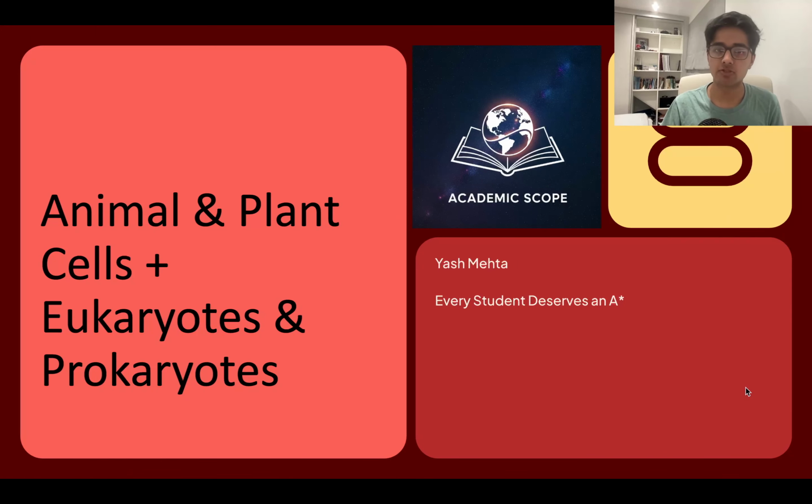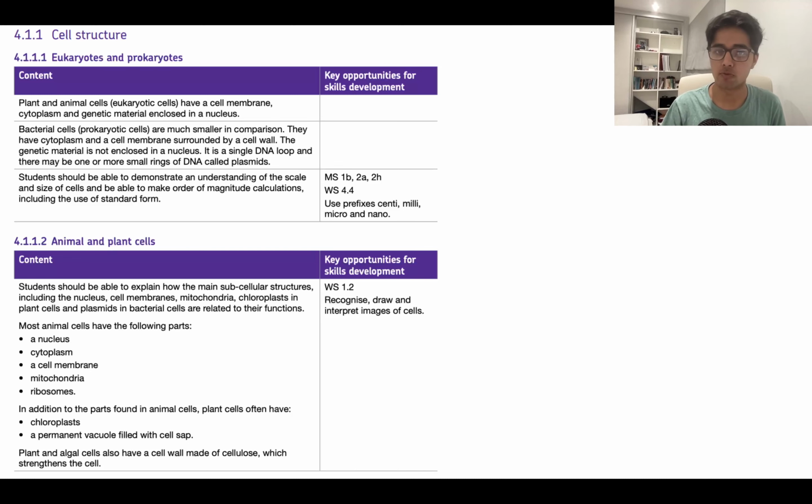Today we're doing lesson 1 of cell biology in AQA GCSE: animal and plant cells, and eukaryotes and prokaryotes. This is what the specification requires you to know. It might seem like a lot based on this image, but I thought it would be more useful to put it into one lesson rather than two separate lessons to save you time. And trust me, it's quite simple once you understand it. So pause and take a minute to note this down if you want to, but let's carry on.